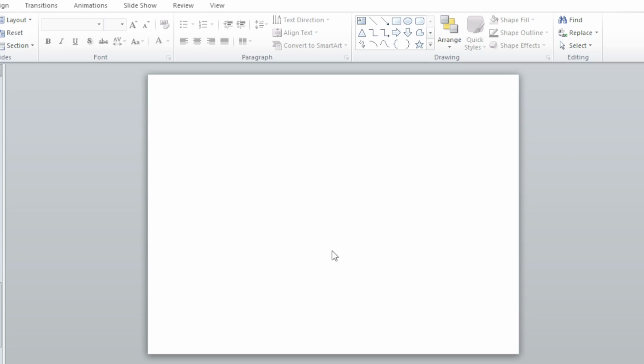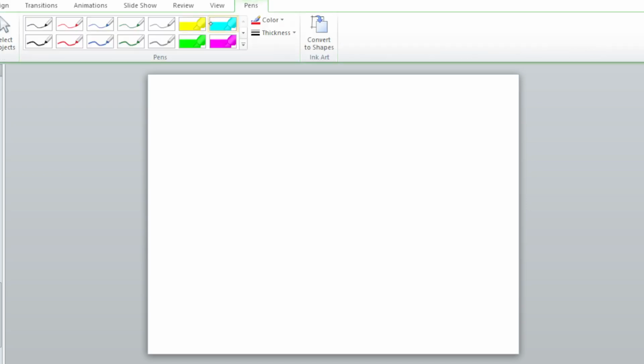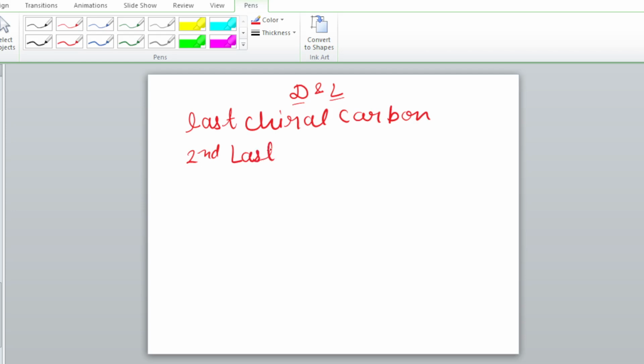There are two forms in which carbohydrates are present. The first is D form of sugar, D and L form of sugar. What is D form and what is L form? We will determine it with the help of the last chiral carbon or second last carbon.